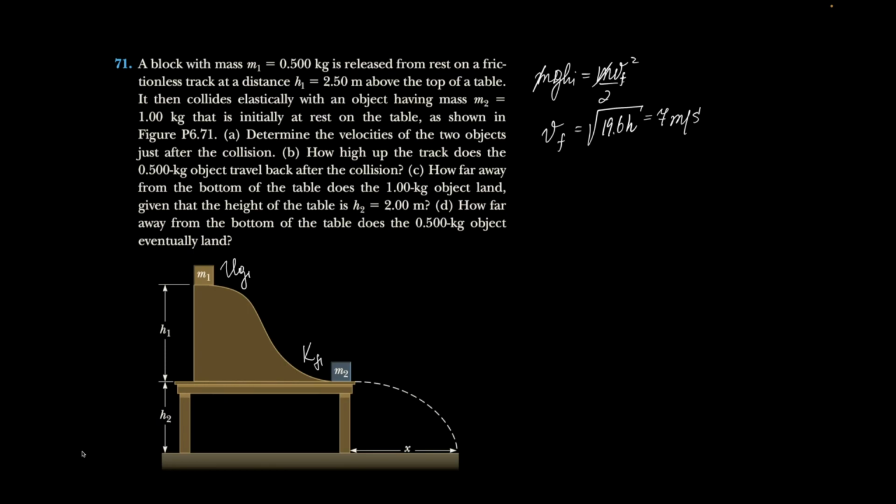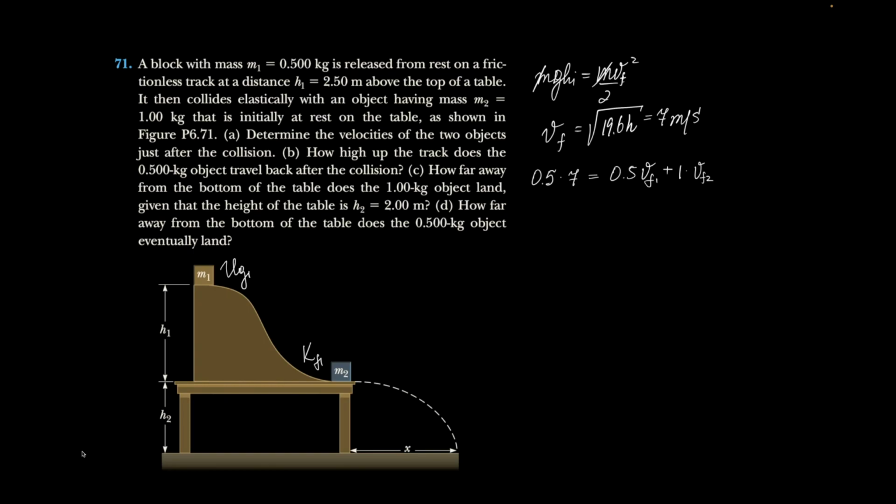That is their approach speed. If you remember about elastic collisions, approach equals separation. I also know that I'm just going to use the 0.5 for mass 1 times that 7 should be equal to 0.5 times v final 1 plus 1 times v final 2. One equation, 2 variables, unsolvable.